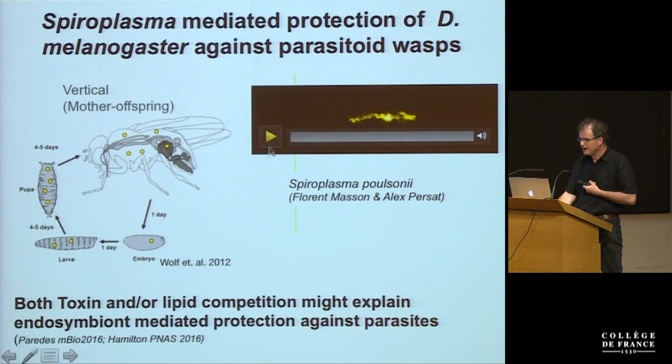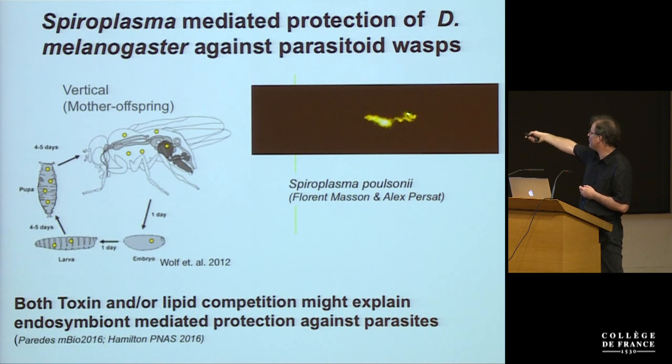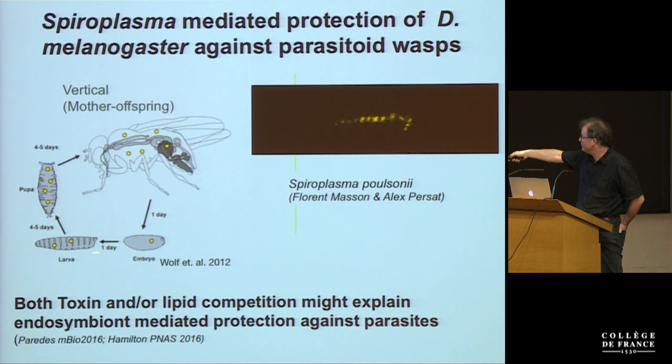Again, here I speak about an endosymbiont. You see, it's a bacteria which is a bit strange, called Spiroplasma poulsonii, that can infect Drosophila and is vertically transmitted from mother to offspring. More recently, we and other labs have shown that the presence of Spiroplasma can block the success of the parasitoid wasp. Two mechanisms have been proposed.